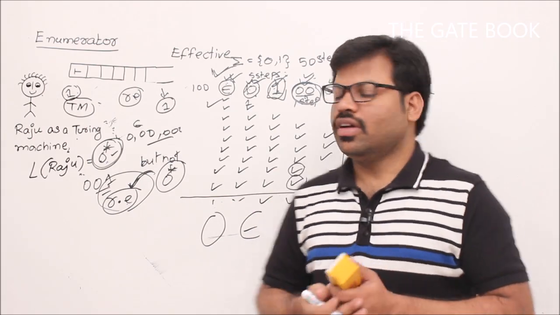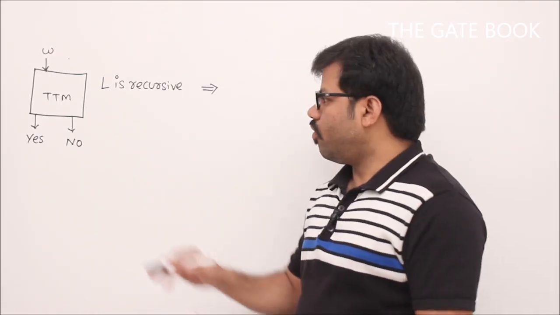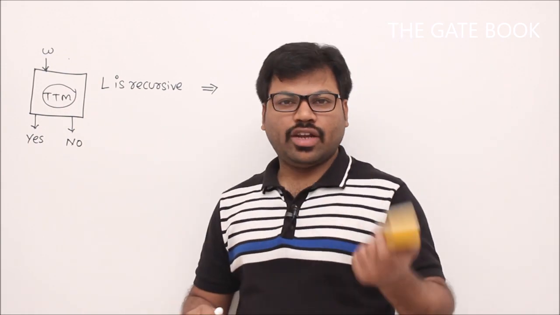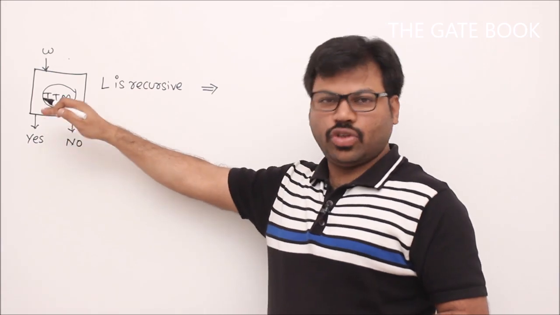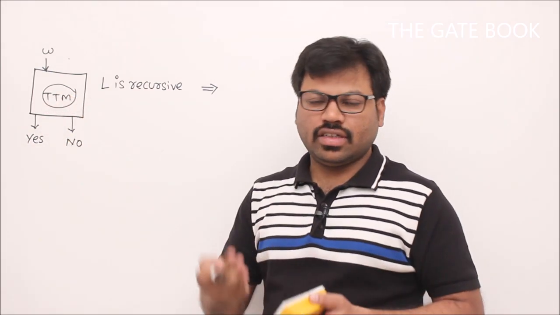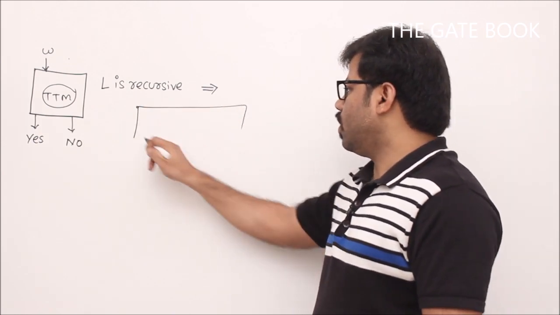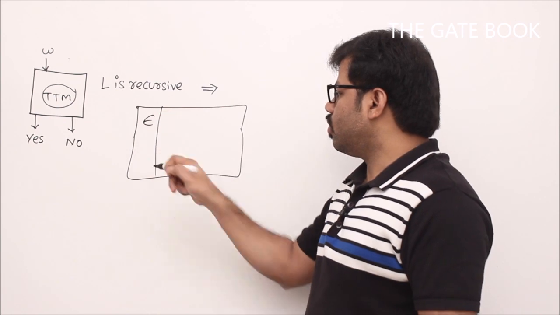Sir, why is it possible? I will tell you, very easy. See this language, which is recursive. For that, we have a total Turing machine, okay? Remember it. For such a language, we can enumerate the strings. That means we can create an enumerator for this Turing machine which can generate the strings in lexicographic order. How, you see? First step, we directly simulate epsilon first, okay?